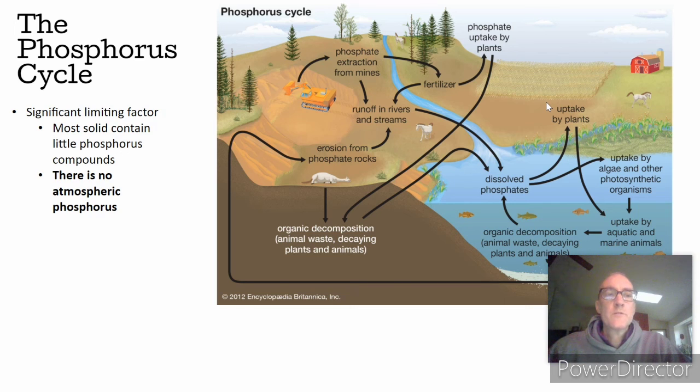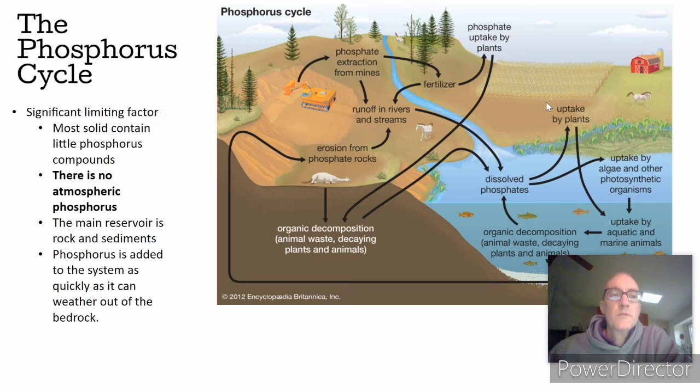Most of phosphorus is solid, and therefore there's no atmospheric phosphorus that we're going to talk about. It can get in the atmosphere, but quickly it usually is deposited through deposition. The main reservoir where phosphorus is, is in the rocks and in sediment. Phosphorus is added to the system as quickly as weathering occurs on bedrock. But humans, like I mentioned, have been mining phosphorus, making it a key component of fertilizers, and those fertilizers are running off, as you can see in this diagram here, running off into streams and then getting into aquatic ecosystems.